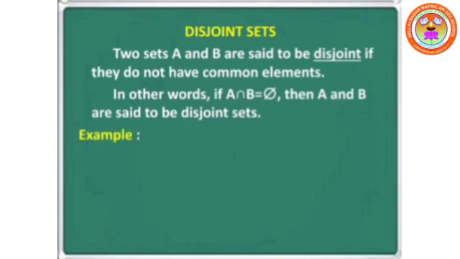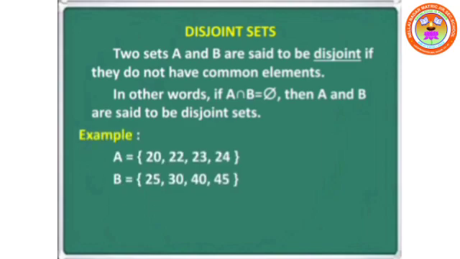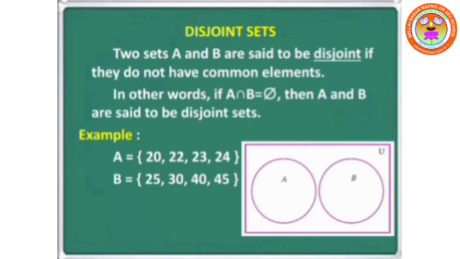For example, A equals the set {20, 22, 23, 24} and B equals the set {25, 30, 40, 45}. See, no element in common. Therefore, A intersection B is empty. Therefore, these two sets are called disjoint sets. See the diagram? There is no common portion between the given two sets. Therefore, these two sets are disjoint sets.